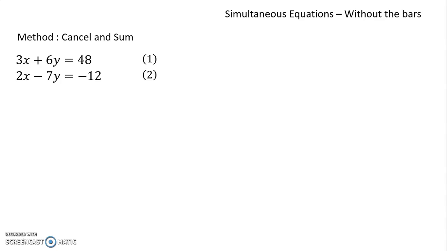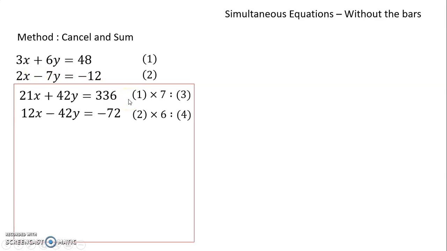Okay, so first of all, we need to get the same magnitude of y's. Now, I need to think about my lowest common multiple for 6 and 7, which is 42. So this first equation, I'm going to need to multiply by 7, and the second equation, I'm going to need to multiply by 6. So that's what I've done right here, and I've communicated it on the side: equation 1 multiplied by 7, and I've then called that equation 3. Equation 2 multiplied by 6, and I've then called that equation 4.